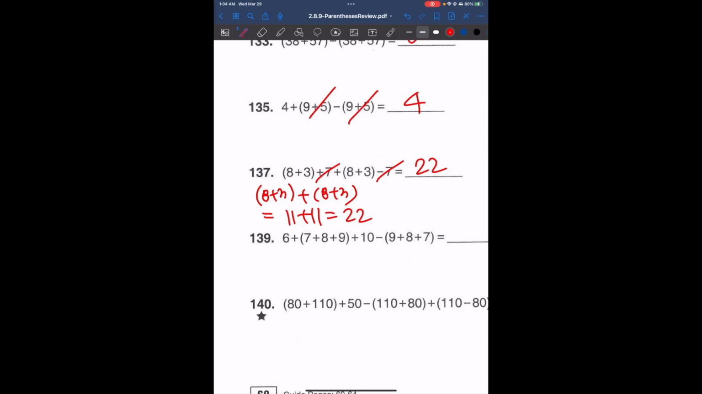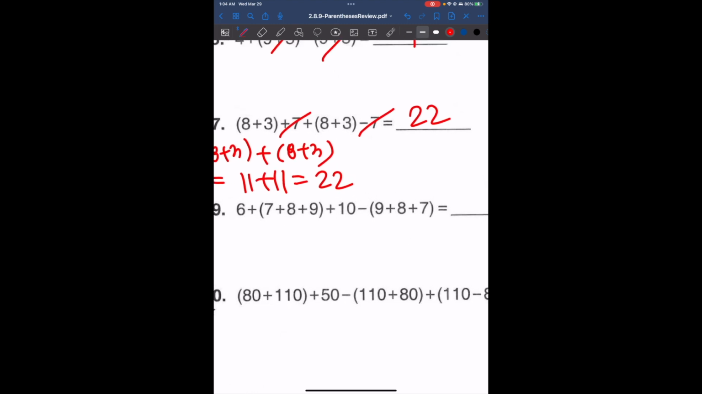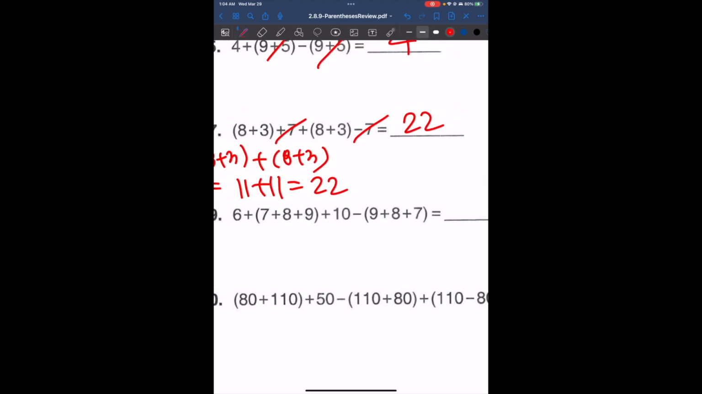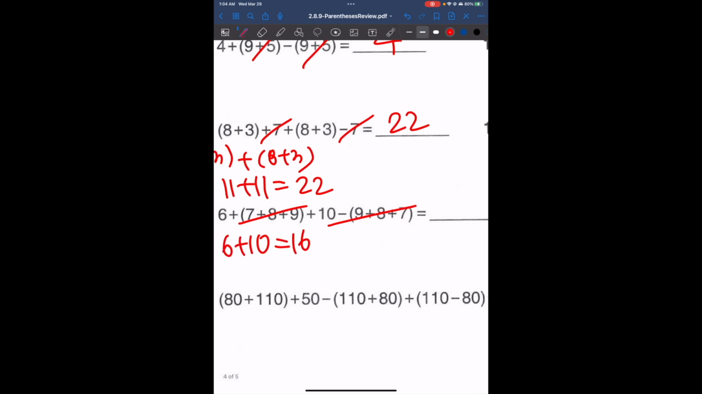Problem 139. So here we have 7 plus 8 plus 9. That's the same as 9 plus 8 plus 7 because it's basically adding the same numbers together. One is negative, one is positive. So we can cancel out the parentheses. So we have 6 plus 10, which is equal to 16.